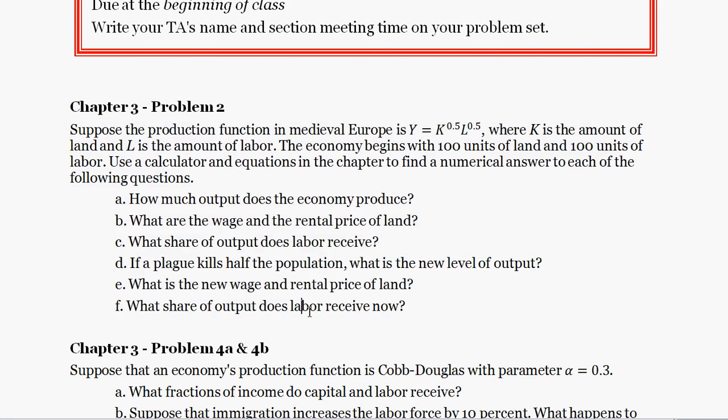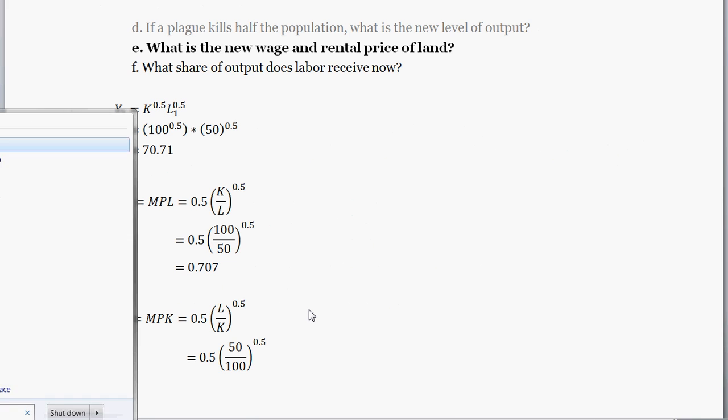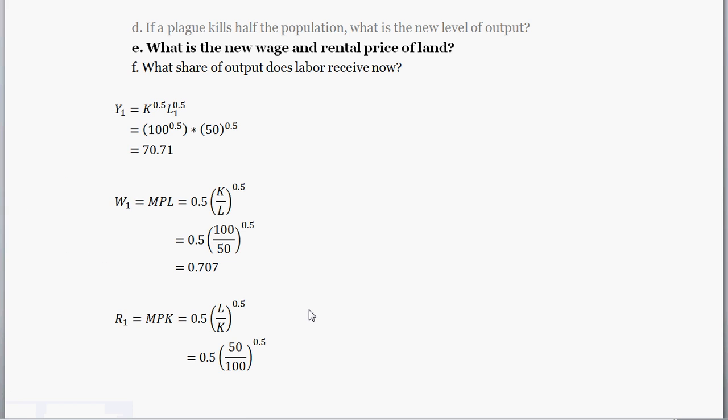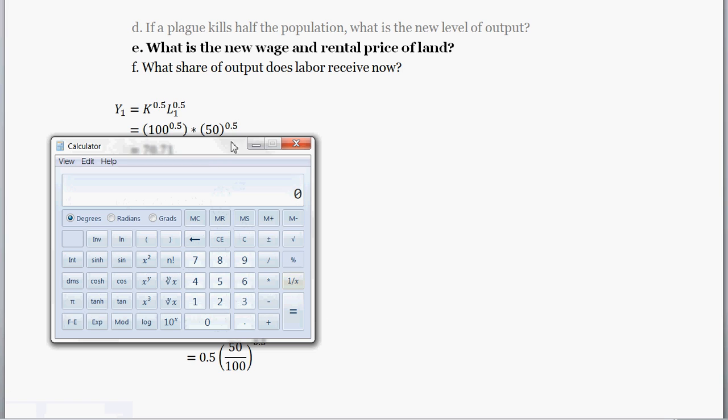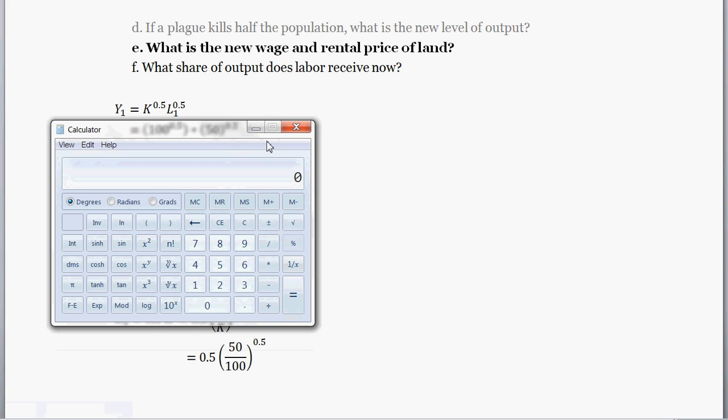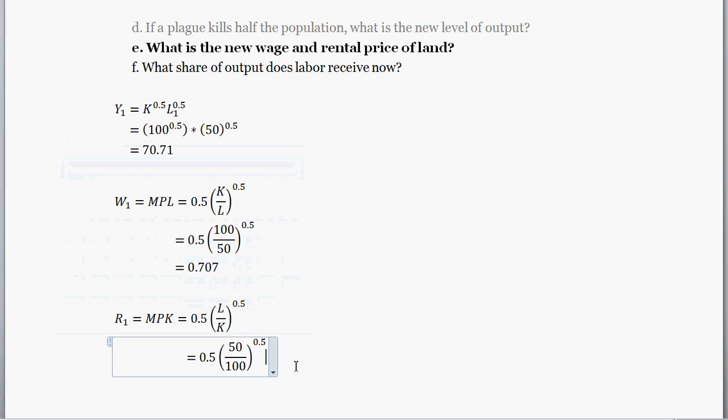And then what is this equal to? So 50 divided by 100 is 1/2. The square root of 1/2 is this number, and then times 1/2 here is equal to 0.3535. So the new rental price of land is 0.3535.